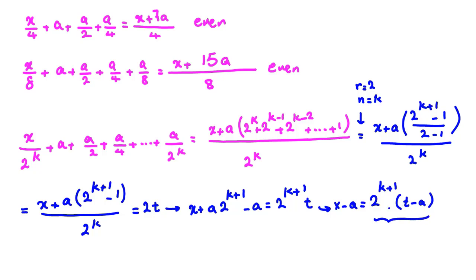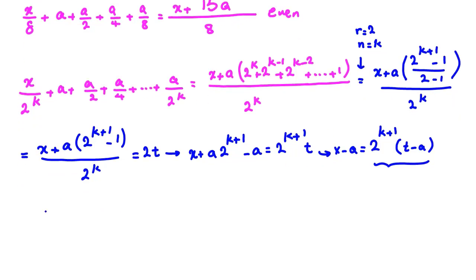This part is a multiple of 2^(k+1), so what do we conclude? We conclude x minus a is a multiple of 2^(k+1). What is a? a is the number that we add each step, Alice writes that number plus a. What is x? It is the first number. They are constant. So for any k, for all k, it can go to infinity.